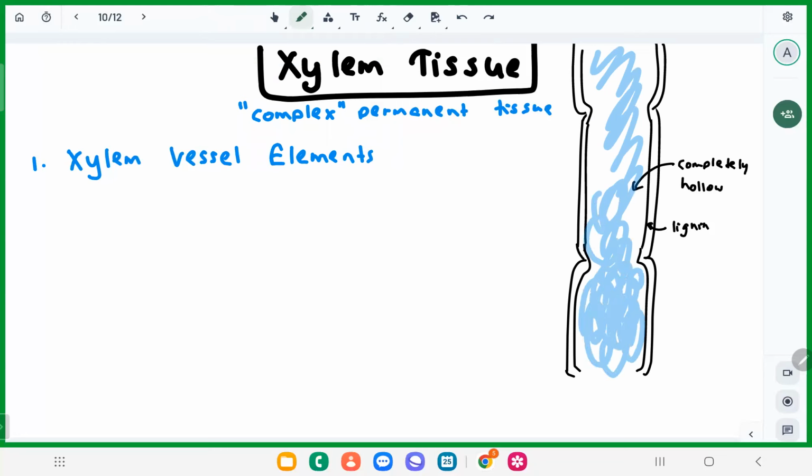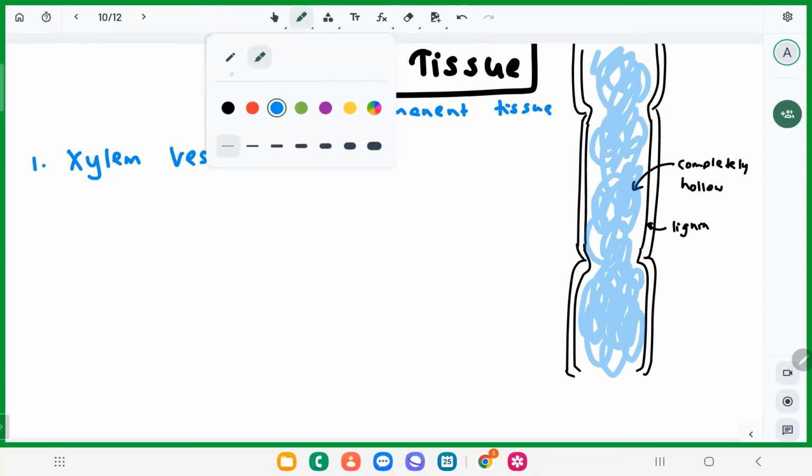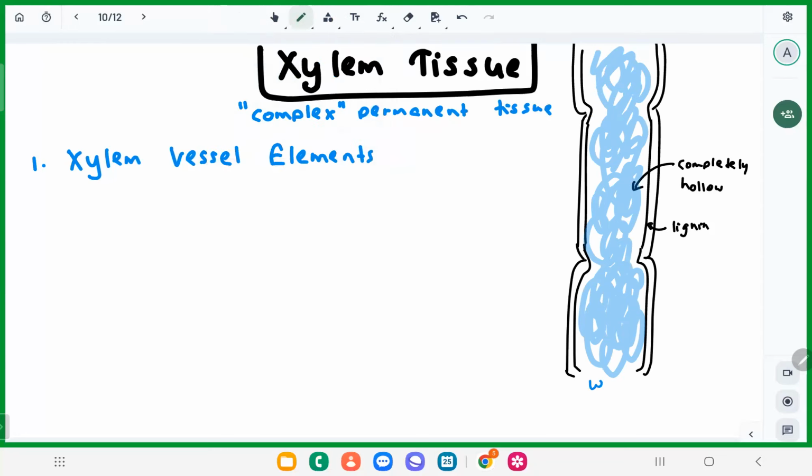So there's a continuous space inside these xylem vessels, and through this space, the water can flow up the plant. So you see these unique features of the xylem vessel element: the fact that it was hollow inside, the fact that there was nothing inside the xylem vessels, and also the fact that the top and bottom cross walls are absent. These adaptations are to facilitate the transport of water up the plant. So this is the first type of cell that we find in the xylem tissue.